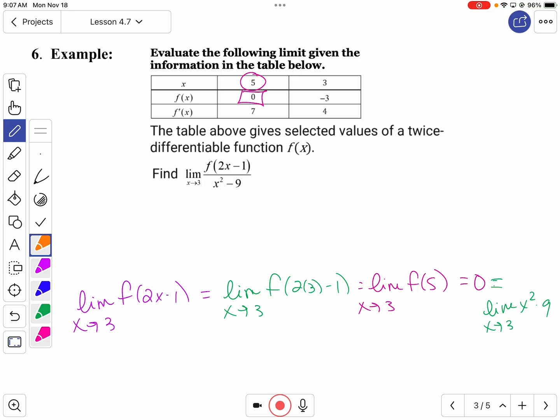We're going to keep the limit as x approaches 3. Now be careful here. What is the derivative of f of 2x minus 1? F prime times 2. Good. It's a chain rule.